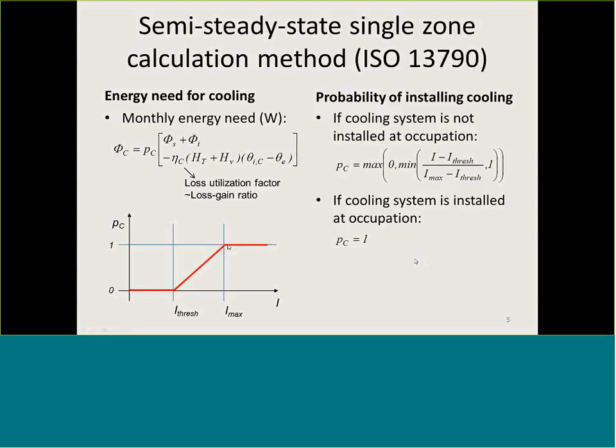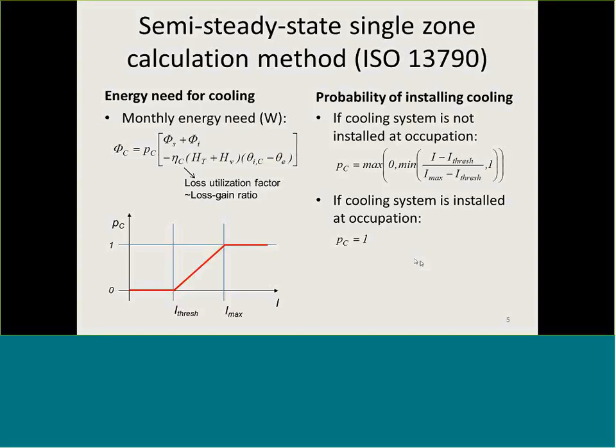And the probability of installing cooling will be 1 when the overheating indicator is larger than the requirement, in fact, for overheating. And in between both values, the probability is interpolated between 0 and 1. The cooling system is already installed at occupation. Cooling will be fully operational, and this probability will be equal to 1. So this is the way the methodology works in the Flemish regulations.